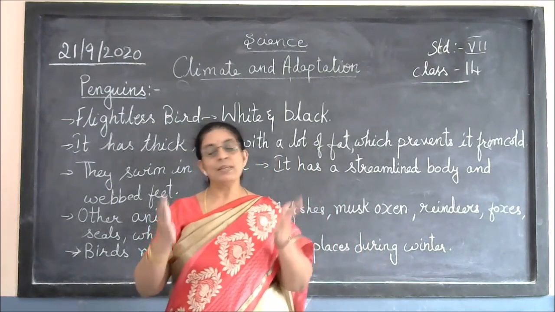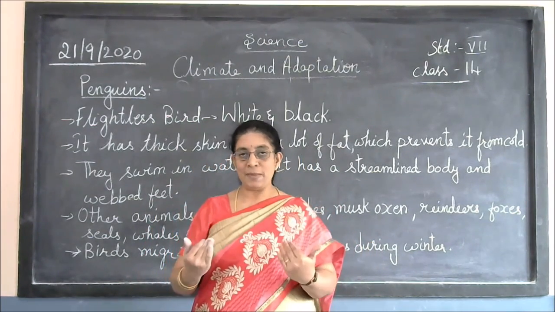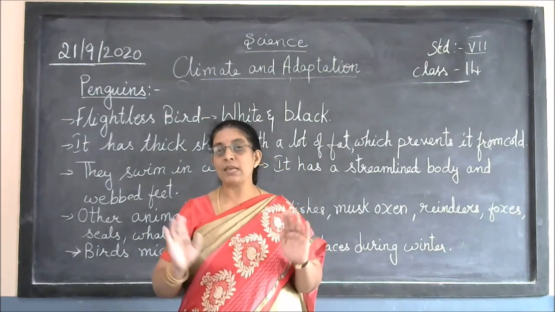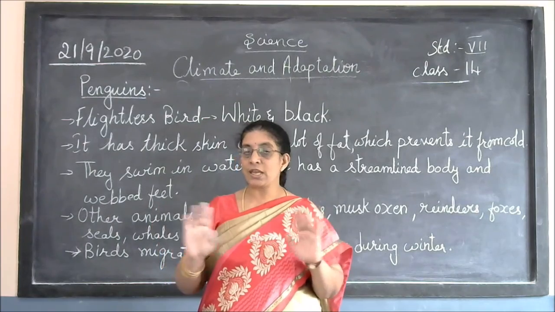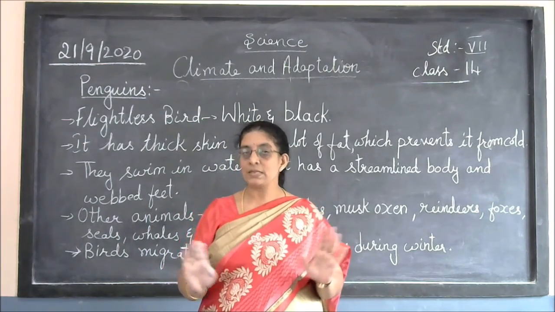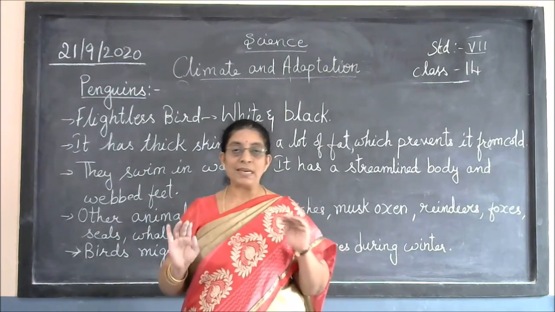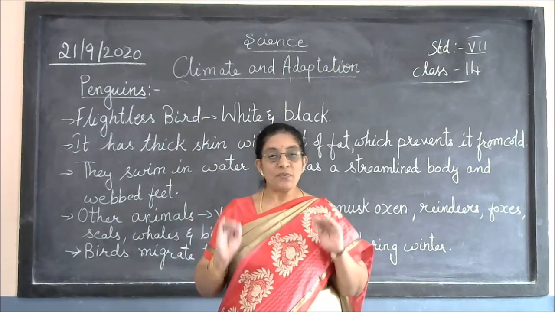The penguin means it is white with black. Okay, so these are the birds which can stay in the colder regions. They cannot stay in the hot climate. So they can live only in the cold regions, and these are flightless birds. The penguins are flightless birds.